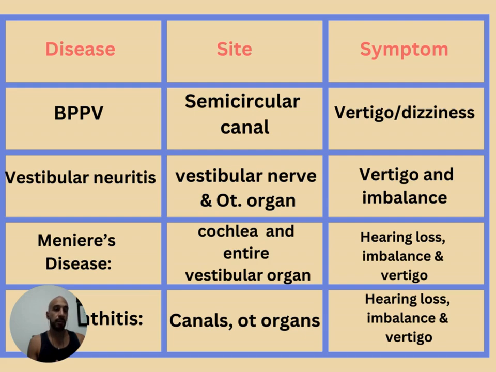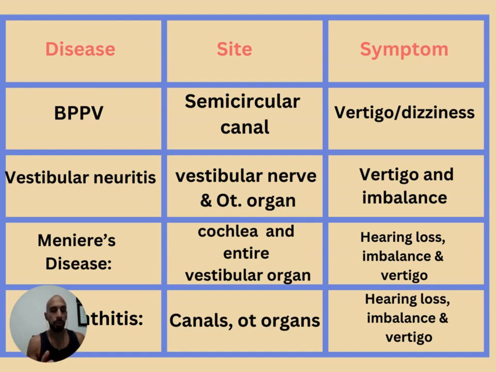Meniere's disease affects the entire inner ear and the cochlea, and that will cause hearing loss in addition to imbalance and vertigo. So hearing loss is not usually with the vertigo symptoms. It's like BPPV: vertigo is a symptom, but BPPV is the condition. But normally people, or doctors sometimes, use them interchangeably.